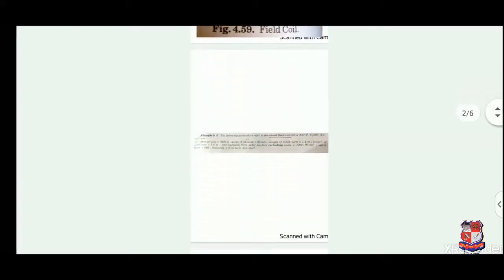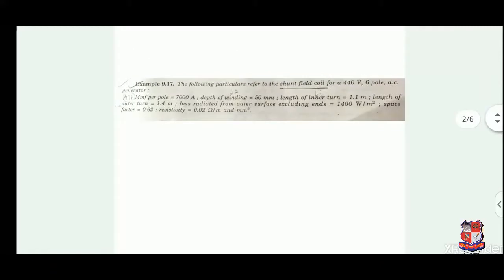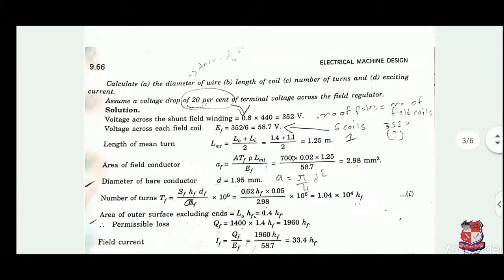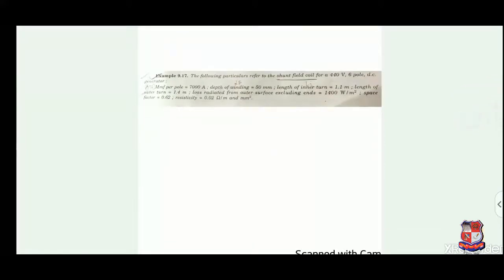Now I have taken one example, which is example number 9.17 of A.K. Sawhney's book. We are just solving this example and we narrate the data which is given in it. I have scanned two pages of that example. The first one includes the data and the second page is nothing but the solution. But in the solution lots of things are taken directly, so we will go step by step. So just continue with the example.